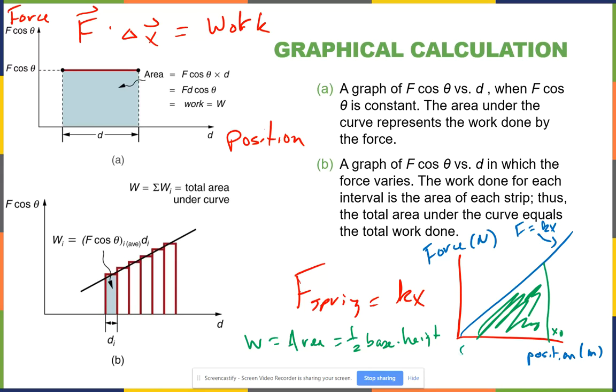1/2 base times height. If we start at 0, 0, what's the base? We have x0 minus 0. What's the height? The height is kx0, and if you want to be technical like we were before, minus 0. So that's 1/2 k x0 squared. So the work done by stretching a spring is 1/2 the spring constant times the amount you stretch it squared. So that's one way of using this new method to find work.